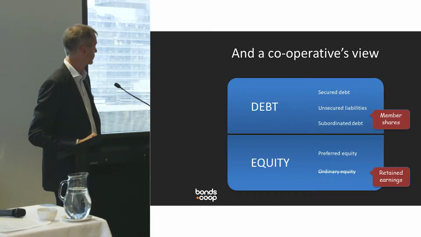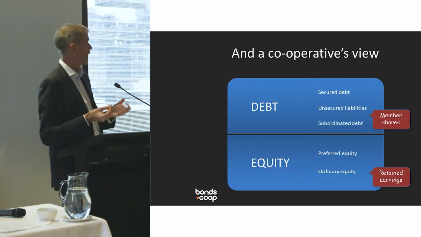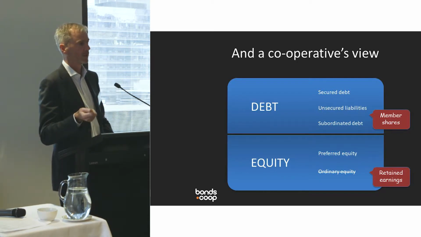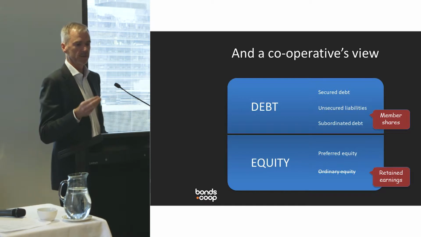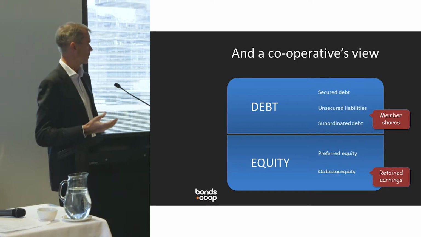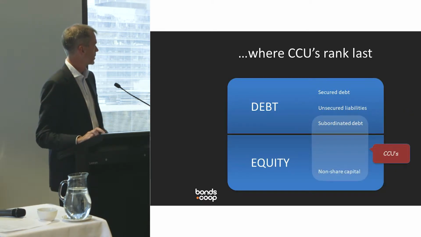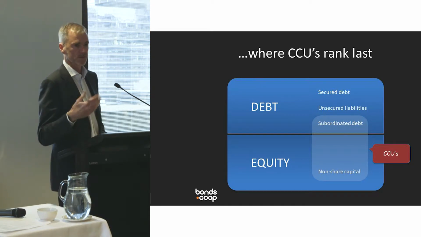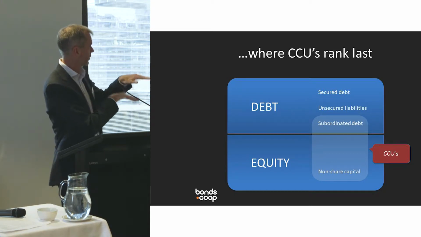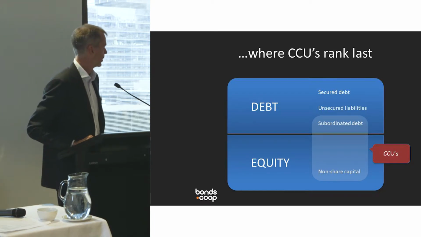the balance sheet. Now, this has long been viewed as a source of capital constraint for cooperatives, because cooperatives can't issue ordinary equity to raise capital. The only way they can build an equity buffer is by retaining earnings over time, retaining surplus over time. So this is the problem that CCUs were designed to solve. CCUs were designed to be capital supportive. They're designed to be subordinated to unsecured liabilities.